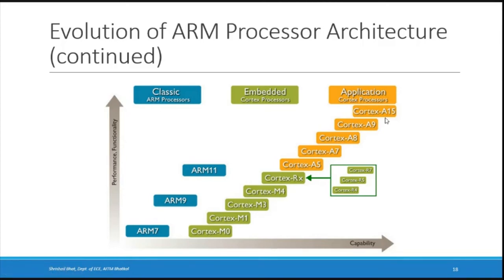It will be the Cortex A series of processors. Then at a lower capability and performance, we have Cortex M: M0, M1, M3, M4, all these different variants. Then in between there is the real-time Cortex R: again R4, R5, R7.